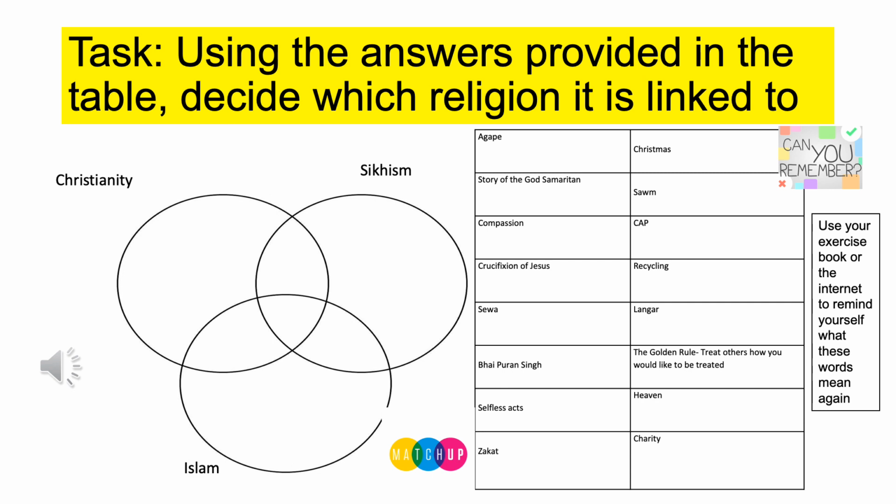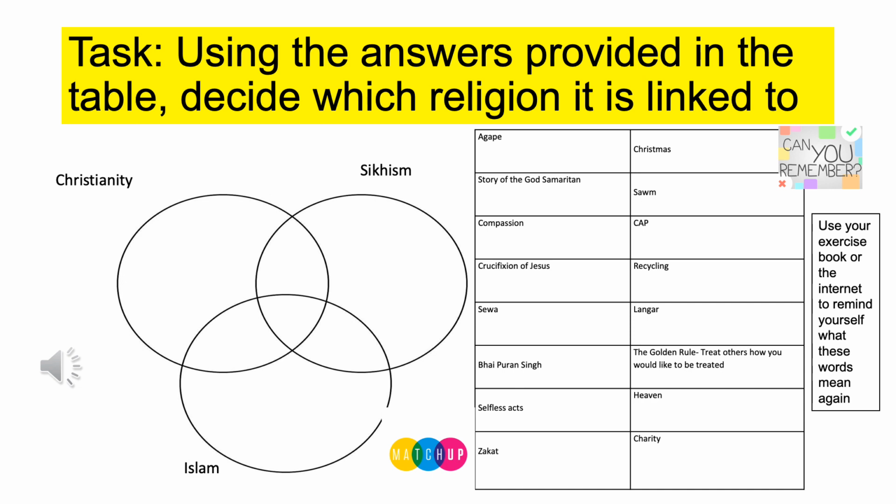What I'd like you to do is, on a plain piece of paper, or if you've got your exercise book in front of you, I'd like you to draw a triple Venn diagram. Okay, just like the one on the PowerPoint slide. And if you want to pause me as you do this, then please feel free to do so.